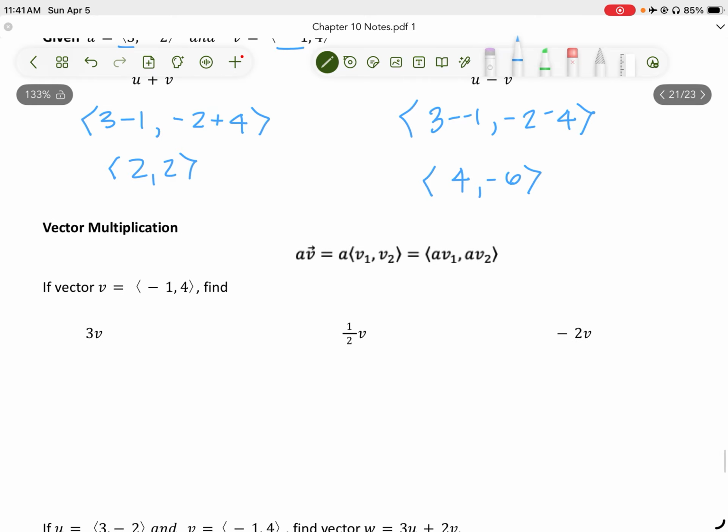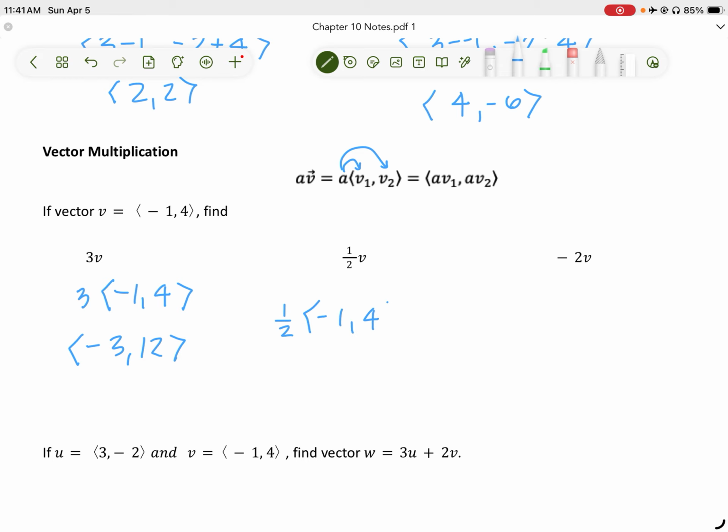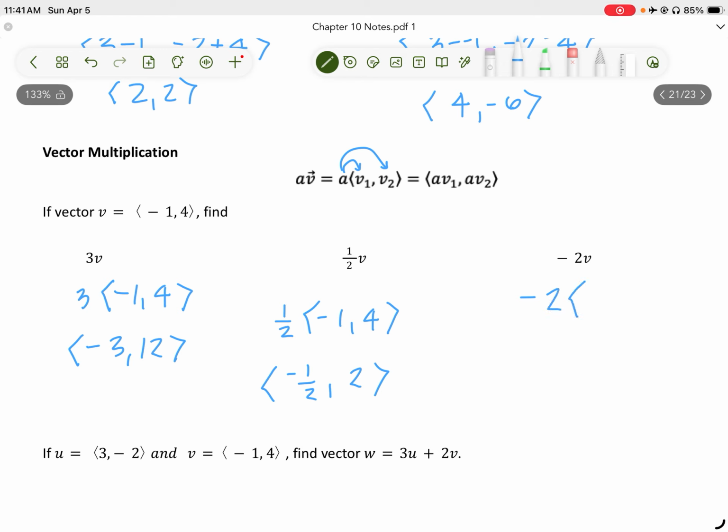If we want to multiply, it's essentially just distributing the multiplier to both terms, and then it maintains vector notation. So here we have 3 times <-1, 4>, so <-3, 12>. Here we have 1/2 times <-1, 4>, or <-1/2, 2>. And here we have -2 times <-1, 4>, or <2, -8>. Nothing crazy there.